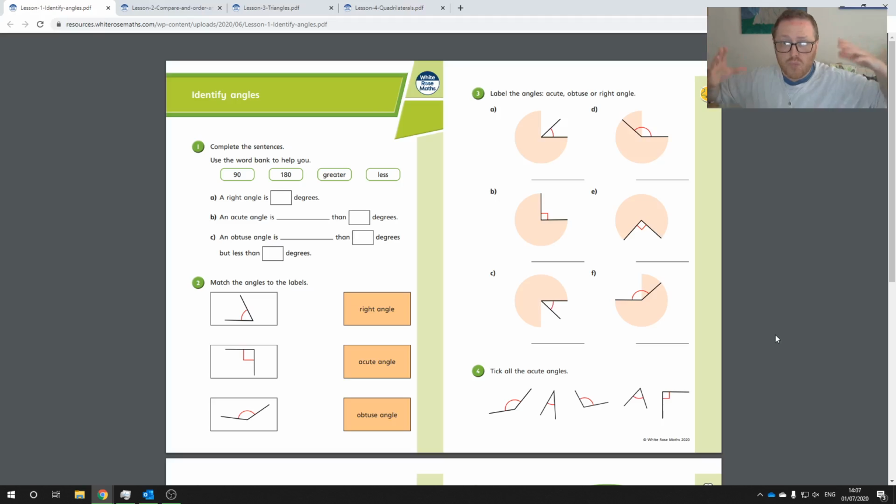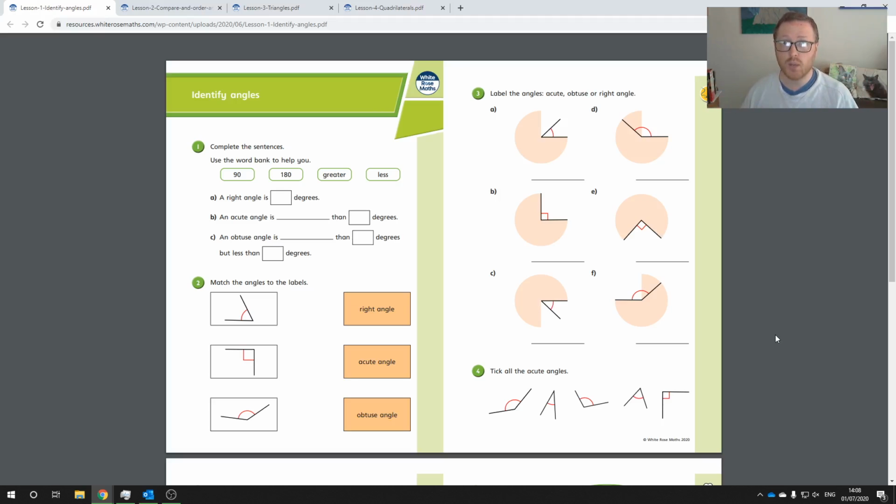Anyway, an angle is how much something has turned, and we're going to look at three types of angles for the first lesson. The first one is an acute angle. Acute angles are less than 90 degrees. They're quite small, and you can remember that by saying, oh, they're such cute angles. So acute angles, quite small.